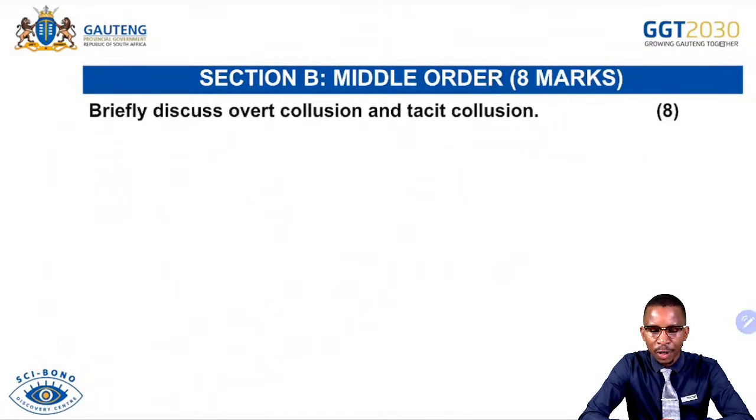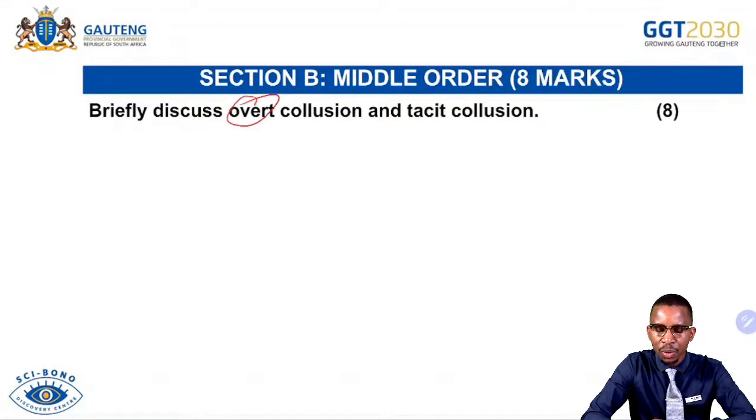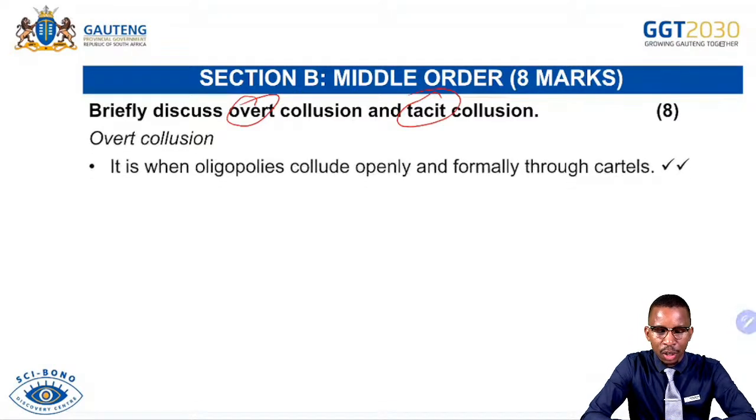Briefly discuss overt collusion and tacit collusion. Remember, if we talk about an overt collusion, we refer to what? We refer to the explicit collusion. And then tacit collusion, we refer to the implicit or what we call hidden collusion. So overt collusion, this one is more like a cartel.